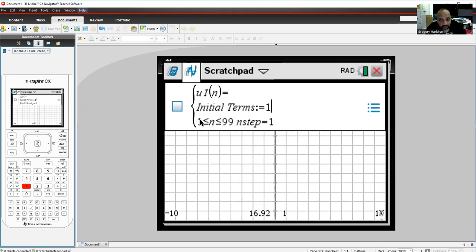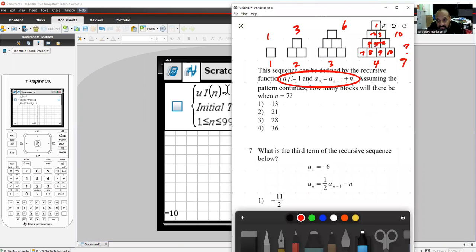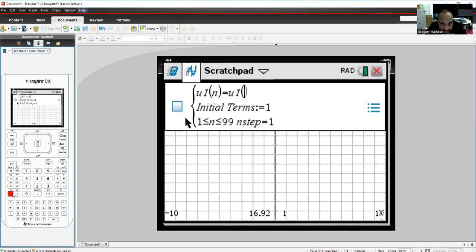And then we're just going to enter the sequence that they gave us. So they said a sub n equals a sub n minus 1 plus n. Remember, we don't have subscripts, so we're going to use the parentheses to indicate that. So it's going to be u1, then parentheses, and then it's going to be n minus 1. So n minus 1, close the parentheses, and then it says plus n. So just plus n, press enter, boom, there we go.